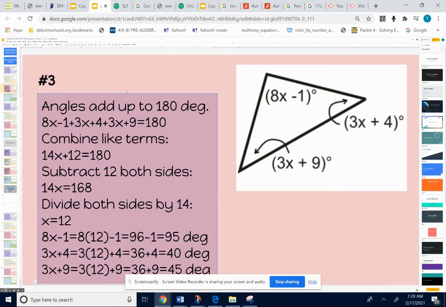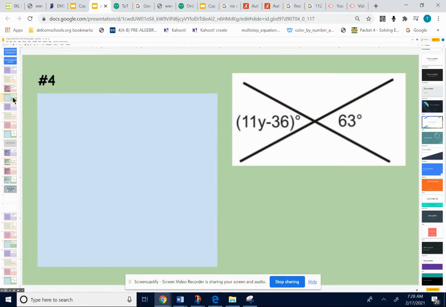So we used the relationship that the 3 angles must add up to 180 because they're within a triangle. I took that equation and solved it for x. I combined like terms, subtracted 12, and divided by 14. Then once I had x equal to 12, I could find the angles by putting 12 in for each of these x's, and I got 95, 40, and 45 degrees. And if you wanted to double check, if you added all 3 of those up, you're going to get 180 degrees.